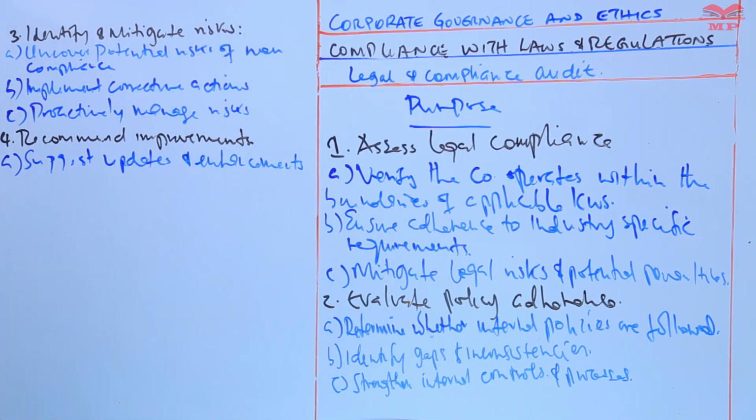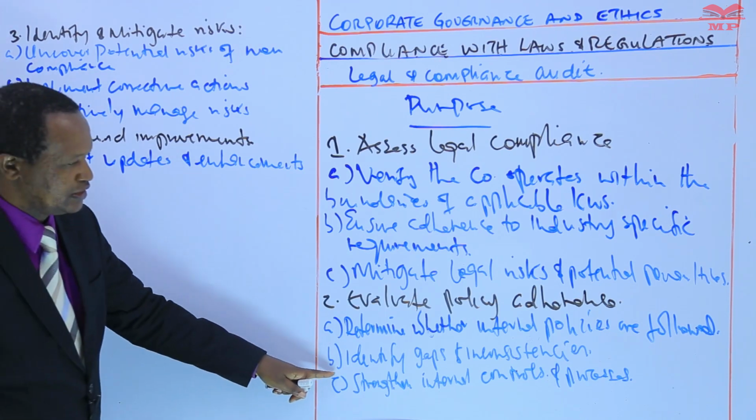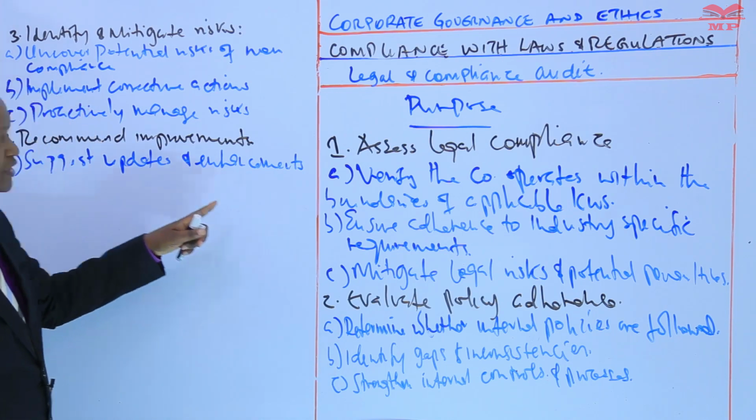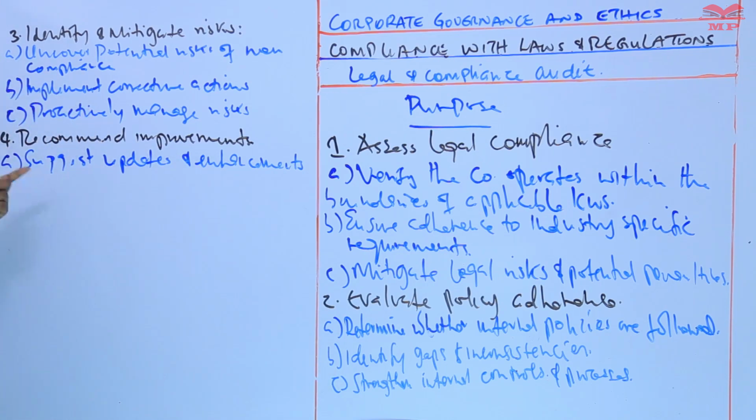This is only possible after carrying out a legal and compliance audit. After carrying out a legal and compliance audit, gaps may be identified. We talked about identifying gaps and inconsistencies. After these gaps have been identified, then the auditor can recommend or suggest updates or enhancements to policies and procedures.